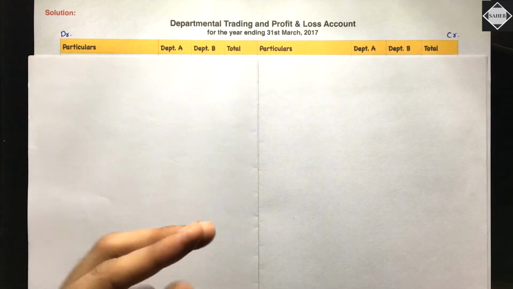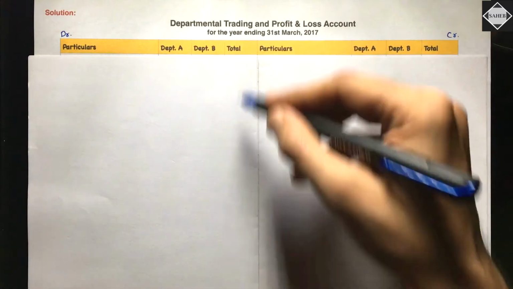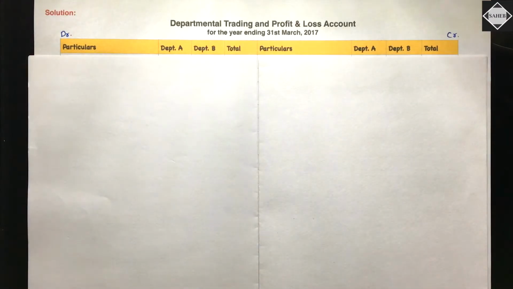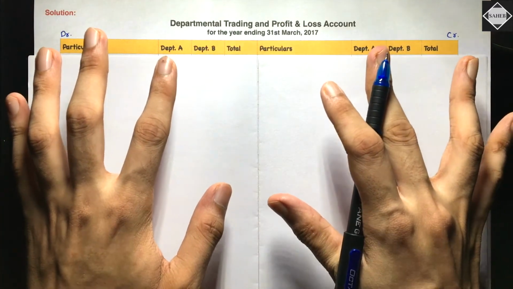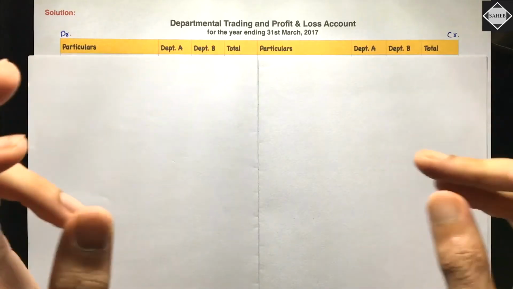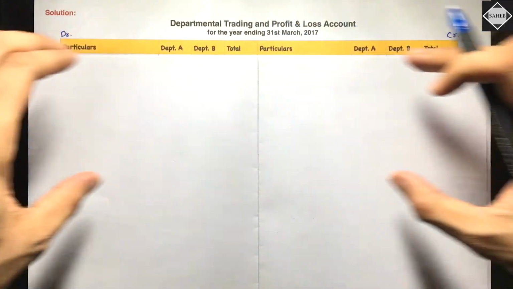We have two departments over here, so two department columns, the important columns. The total column is the optional one, right? Okay, debit side, credit side. So all expenses will come on debit side and all incomes will come on credit side. You all know that because it's a nominal account. That's the nominal account rule. Yes. Now, first we are going to start with trading account.